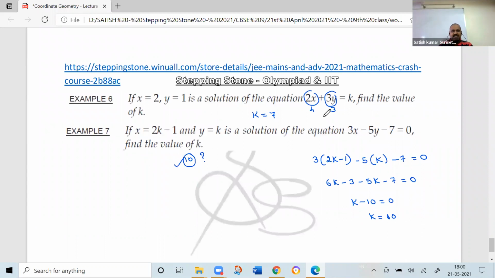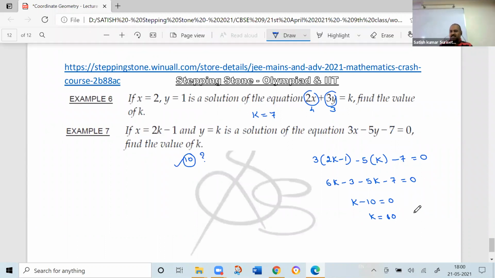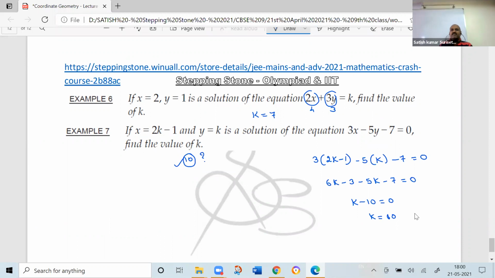So with this, we'll stop this class. In the next class, we will discuss how to plot a linear equation in one variable and a linear equation in two variables on graph paper. So you try to get graph sheets so that we can discuss on graph paper. So we can stop now.